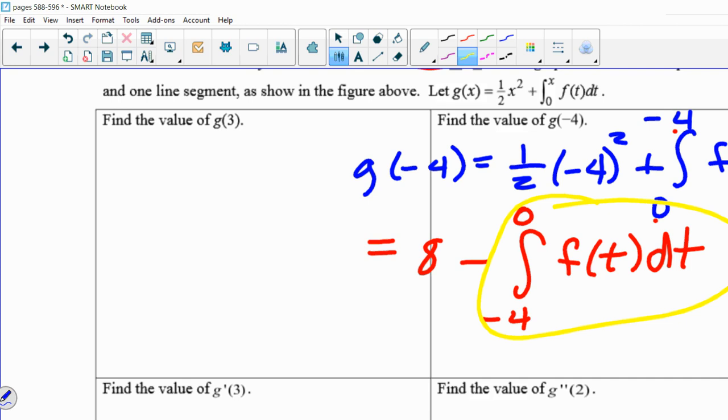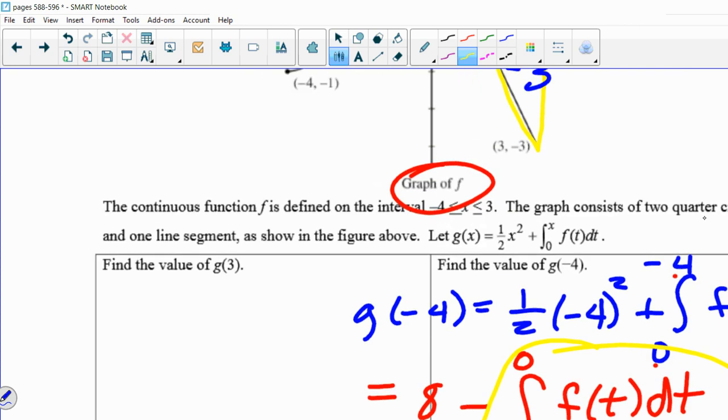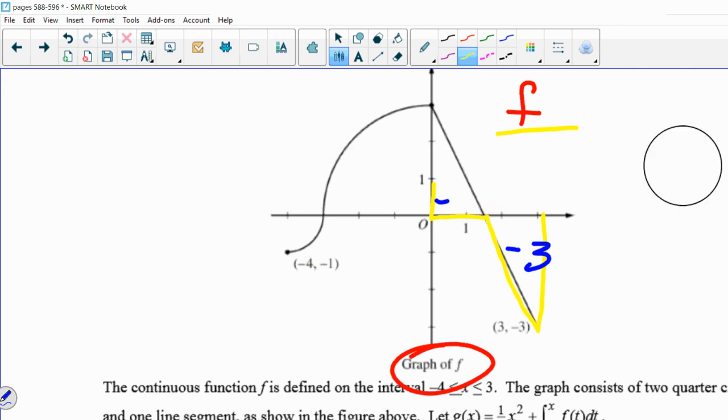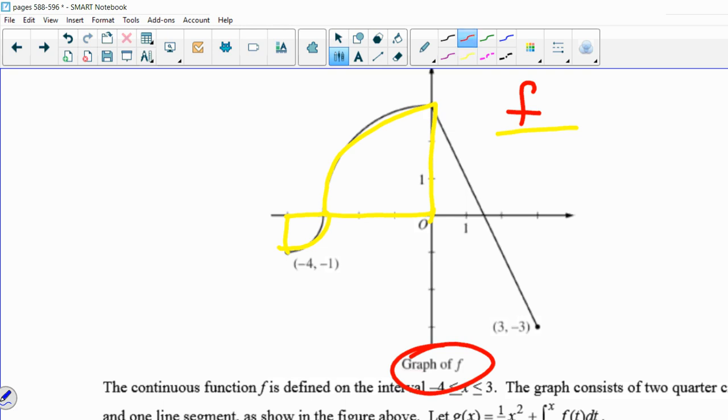This is the area under that curve from -4 to 0. Oops. -4 to 0. So here to here. So I need this, and I need this. So we'll start with this one. 1/4 of pi r squared. What's the radius? Looks like the radius is 1. So that's 1/4, but negative because it is below the x-axis.